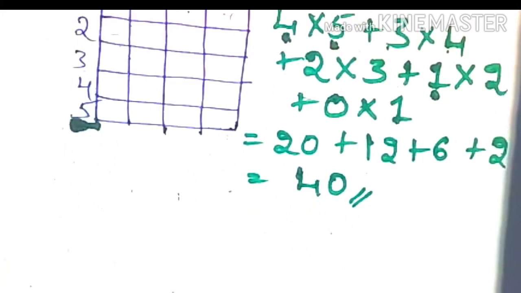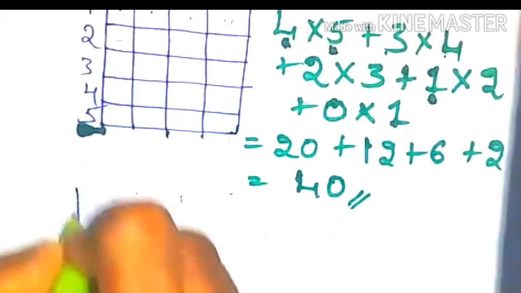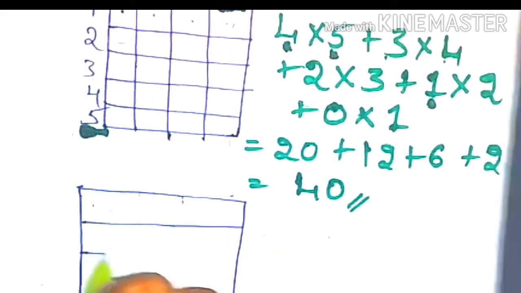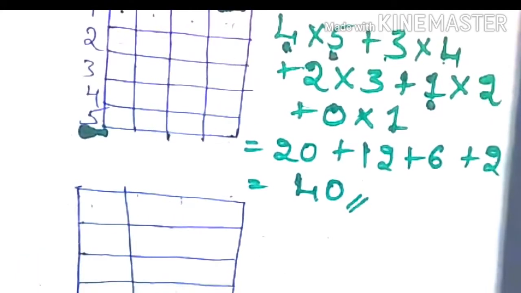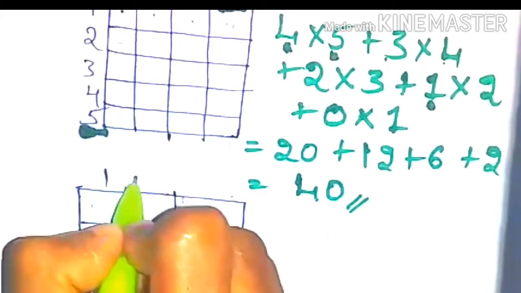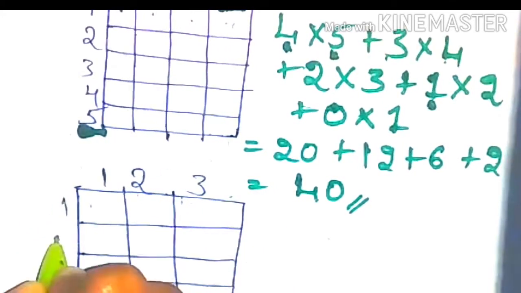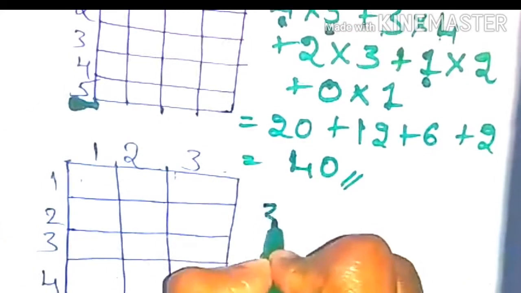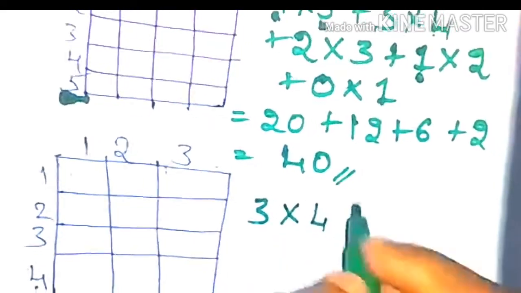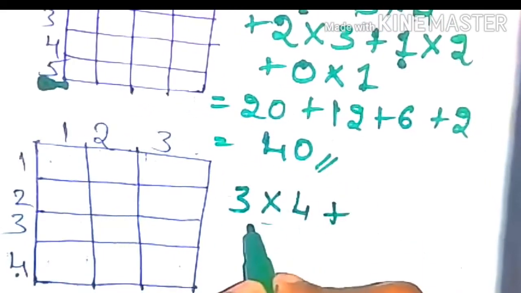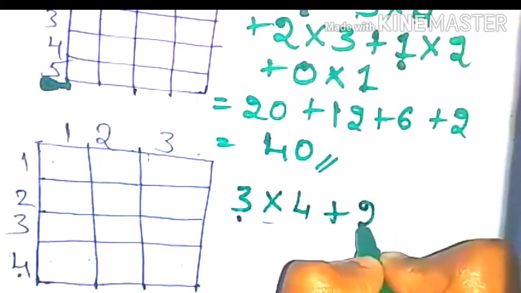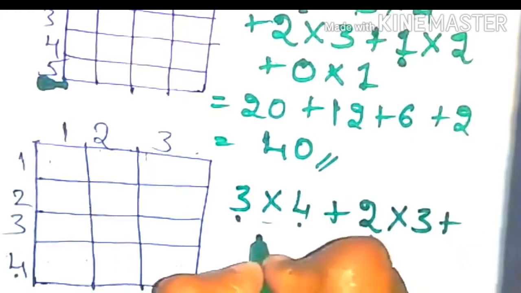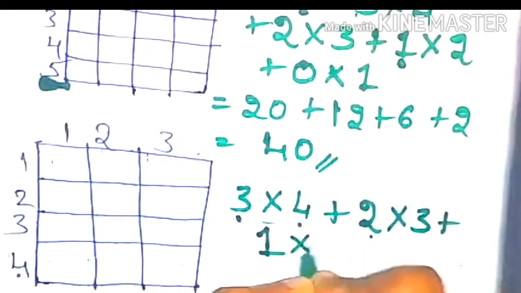Let us see one more example. See, 1, 2, 3 and 1, 2, 3, 4, right? Here how many columns are there? 3 columns. How many rows? 4 rows. Now from these only we have to subtract 1. From 3 subtract 1, what we will get? 2. From 4 subtract 1, what we will get? 3, right? Next, from 2 subtract 1, that is 1. From 3 it is 2.